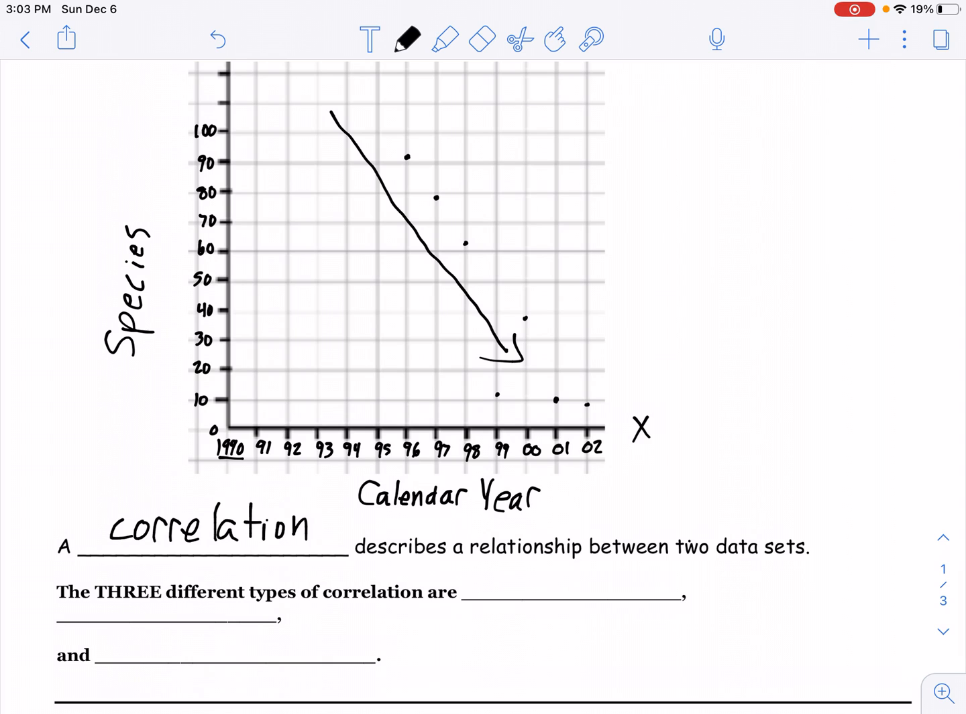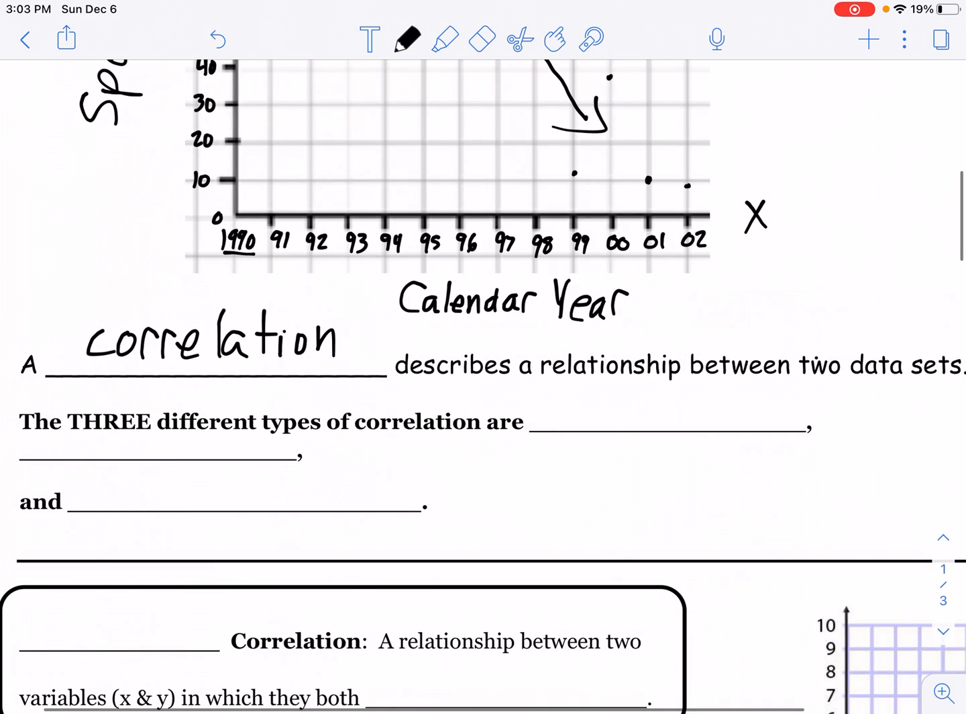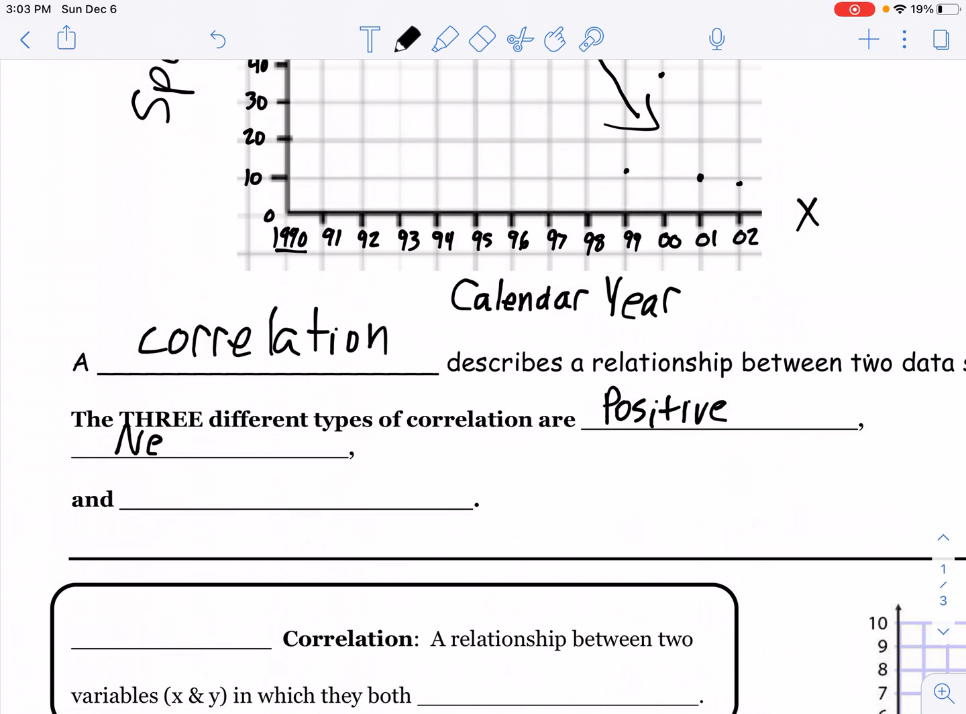Now, a correlation describes a relationship between the two data sets. That does not necessarily mean causation, it just means that we see a general trend appearing between our x and y values. Now, the three different types of correlations we can have are positive, negative, and then we could have no correlation.